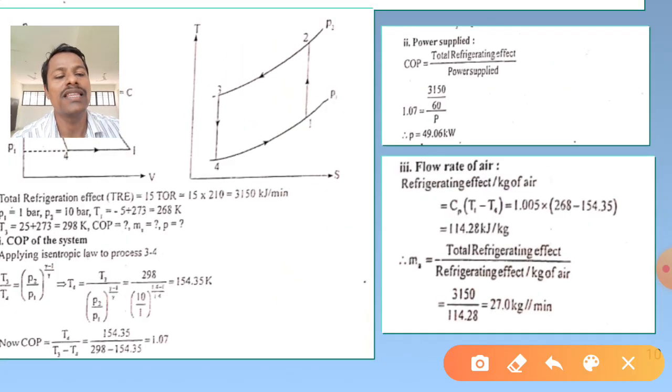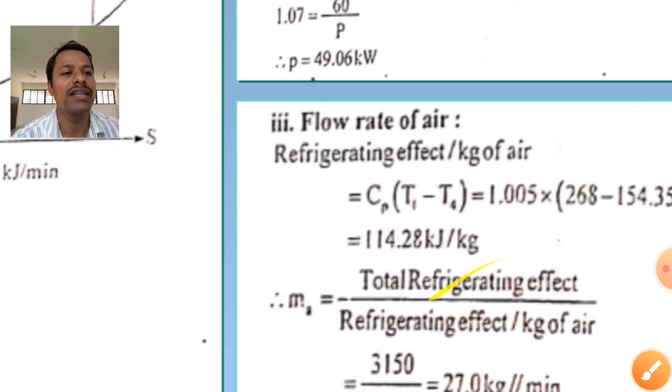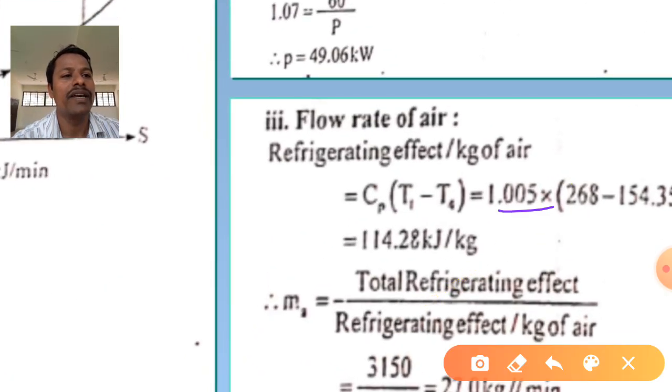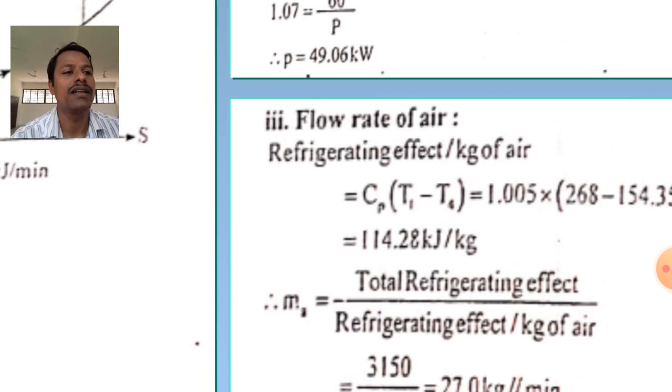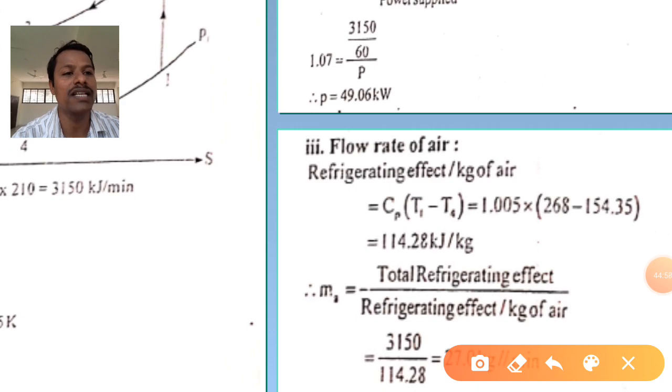That is nothing but H1 minus H4, the refrigeration effect per kg of air, and that will be Cp into T1 minus T4, where the Cp value is 1.005 for air, T1 is given as 268 Kelvin, and T4 is 154.35, which we have calculated. So finally, we can calculate the refrigeration effect per kg of air, that is 114.28 kilojoule per kg.